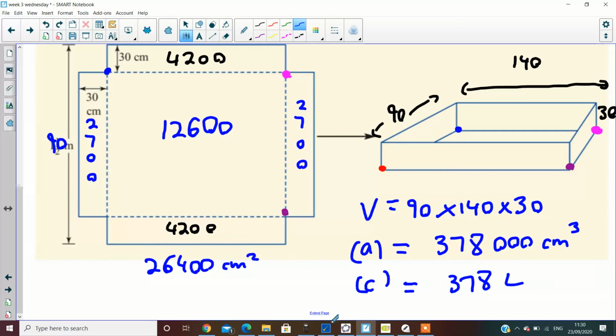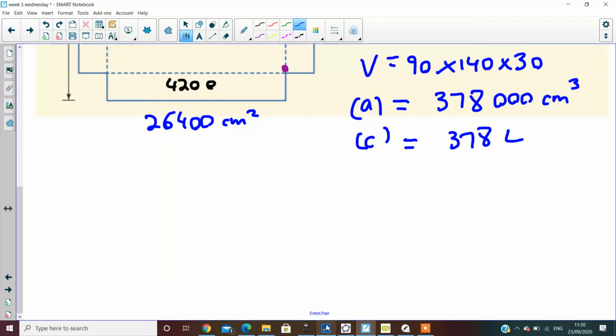So you've done part A and you've done part C. The difficulty comes in with part B. Part B is the difficult part. Divide by 1,000. One litre is 1,000 centimeters cubed, so you divide by 1,000 to turn it into litres. I'm going to do that now.